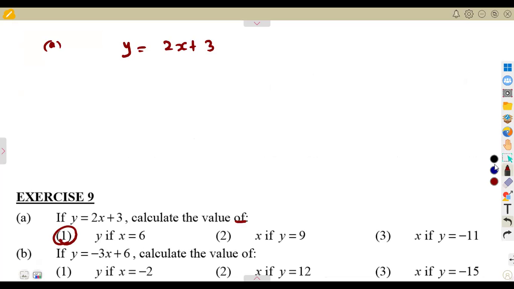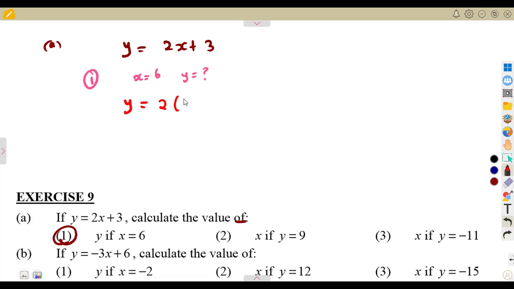You are given x, which is 6. What is going to be the value of y? You do not know. That is the question: calculate the value of y. So it's a simple substitution that you are going to make into the equation you are given. y is equal to 2x plus 3. In this equation, I'm simply going to substitute the value of x that I'm given where there is x.